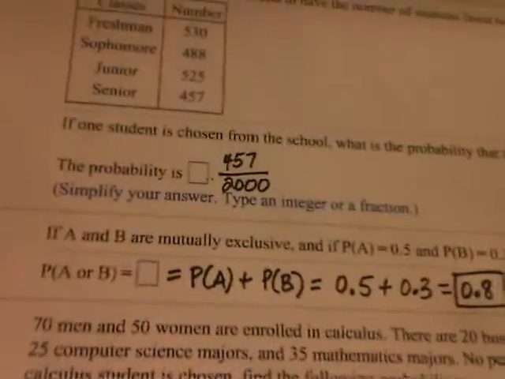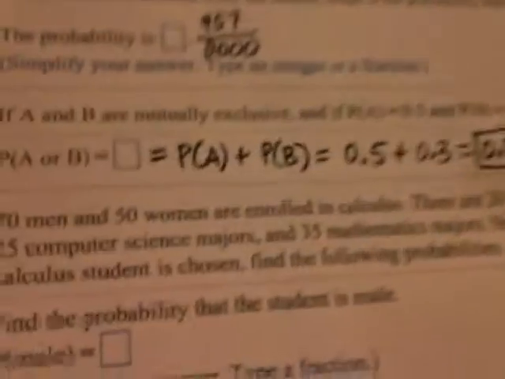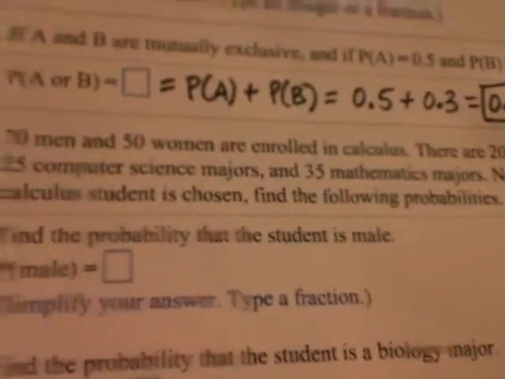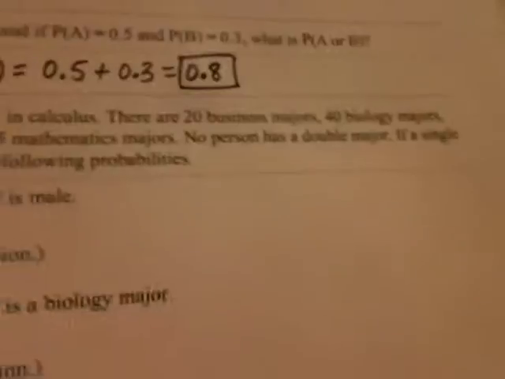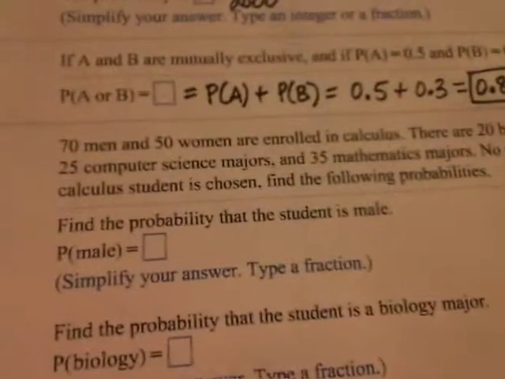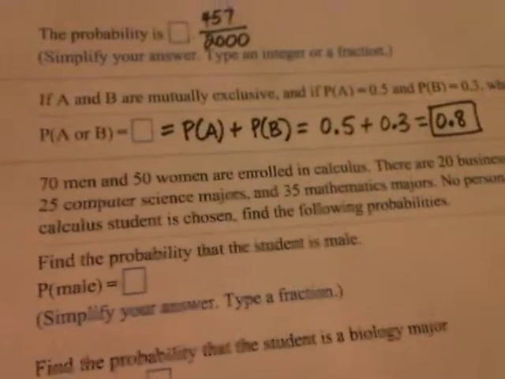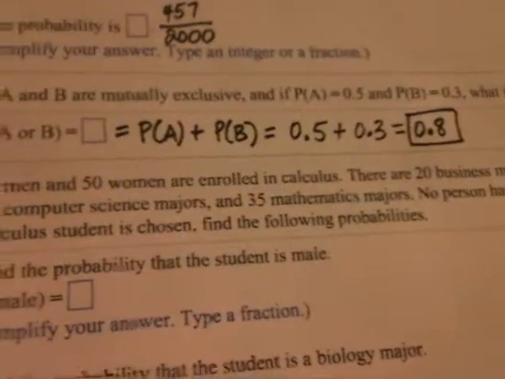Okay. And finally, number 8. In this case, we've got 70 men and 50 women enrolled in calculus. There are 20 business majors, 40 biology majors, 25 computer science majors, and 35 mathematics majors. No person has a double major. If a single calculus student is chosen, find the following probabilities.